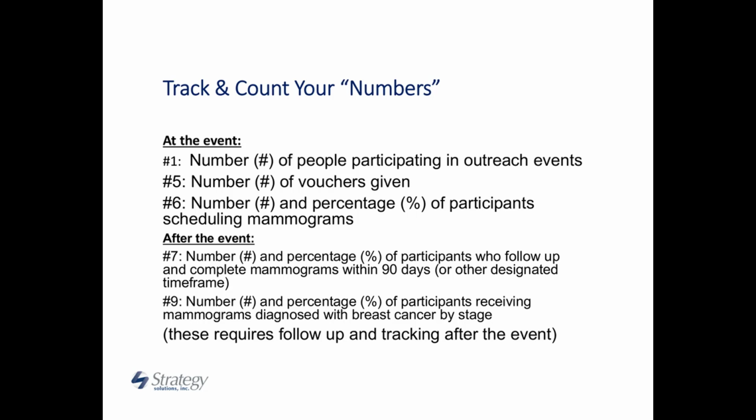At the event, numbers 1 and 5 and 6, you know, the number of people participating and the number and percentage of people who schedule mammograms. Then after the event, you want to find out the number and percentage of participants who followed up and did the mammograms within a particular time frame, and you set the standard. And then you want to look at the number and percentage of participants receiving mammograms who were actually diagnosed. But that requires some type of follow-up and tracking after the event.